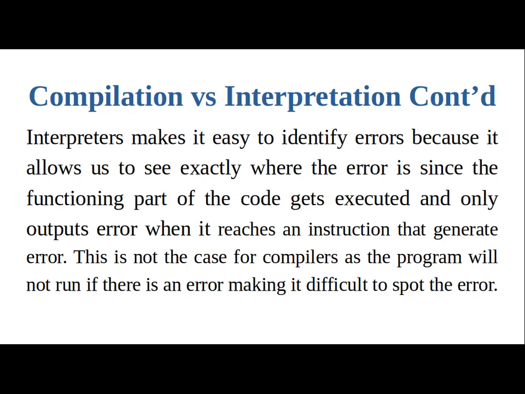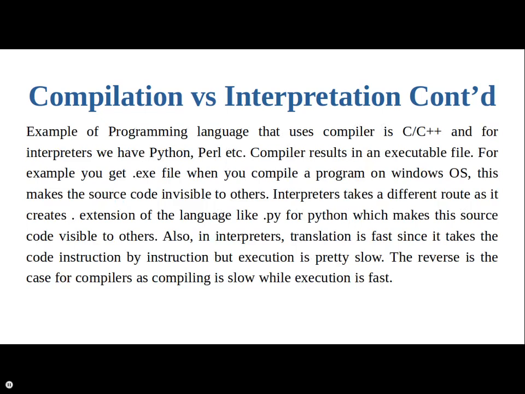But for compilation, it's a little bit difficult, because if there is an error in your program, it won't even run. That's the crazy thing about compiled programs. It makes it a little bit difficult for you to know where the error is actually coming from. Examples of programming languages that use a compiler, as I've said before, are C and C++. And for interpreters, we have Python, Perl, among others. I've said that a compiler results in an executable file, so we just skip this and go straight to the next slide.